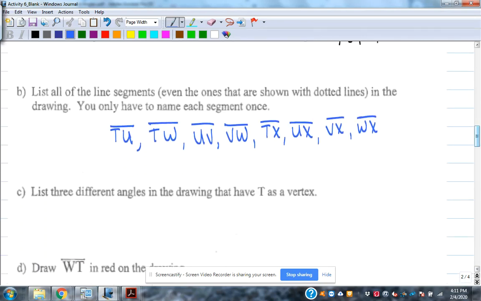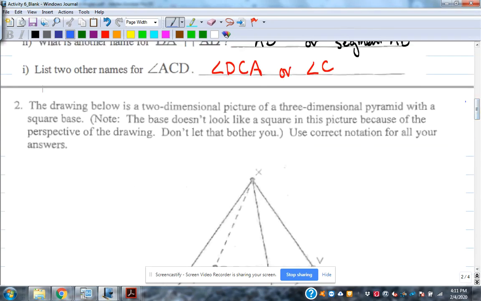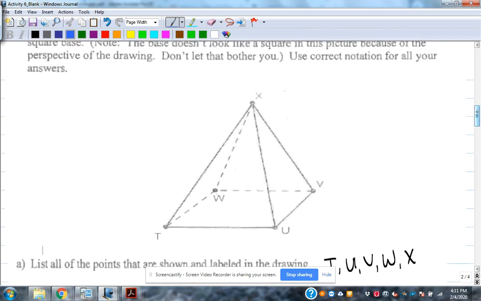All right. C part says list 3 different angles in the drawing that have T as the vertex. So that means T is where in the angle? It's in the middle of it. So when we name those angles, T should be the letter that's in the middle. Okay. So looking at her picture, I'm going to try to trace them as you guys tell me what they are.